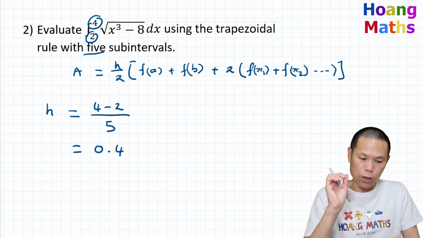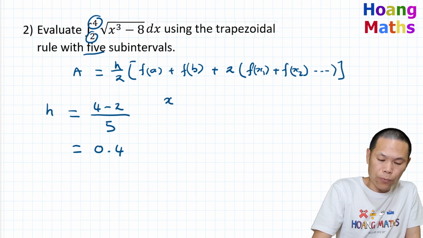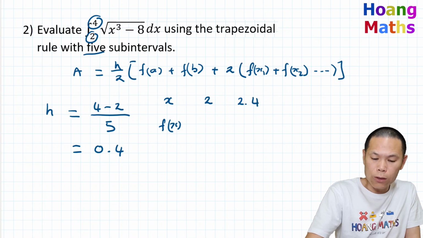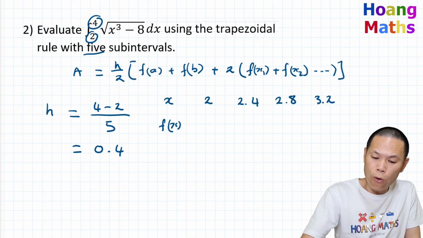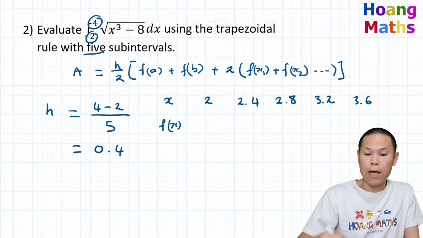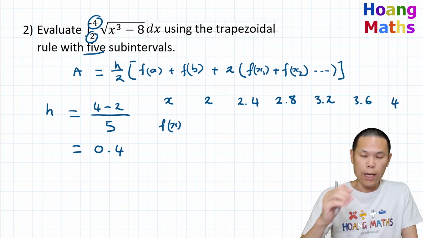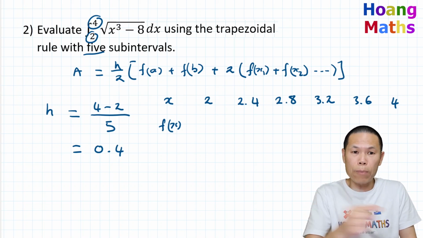Now what I do is draw up a table, which makes it easier. We go x, and this is f of x. We start from 2, that is a, and we add 0.4, so that is 2.4. The next one is 2.8, and then we add another 0.4, which is 3.2, and we add 0.4, that is 3.6, and we add 0.4, that should give us 4. So there you go, from 2 to 4. Now we just need to work out f of 2, f of 2.4, and so on. Let me draw up the table first.